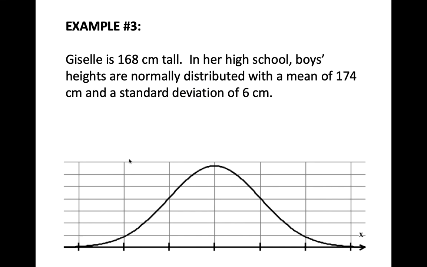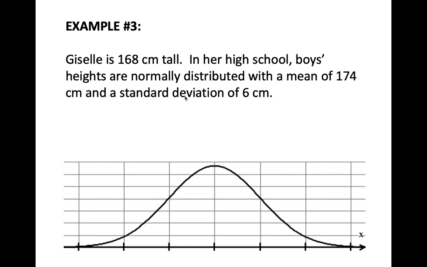So the first one, Giselle is 168 centimeters tall. Now, in her high school, boys' heights are normally distributed. This phrase is key to this question. There's no way that you can use the normal distribution percentages unless you know that it's normally distributed. So, boys' heights are normally distributed with a mean of 174 centimeters and a standard deviation of 6.